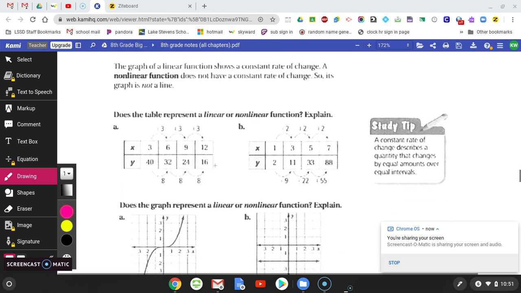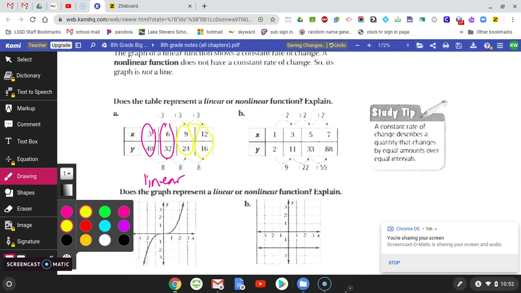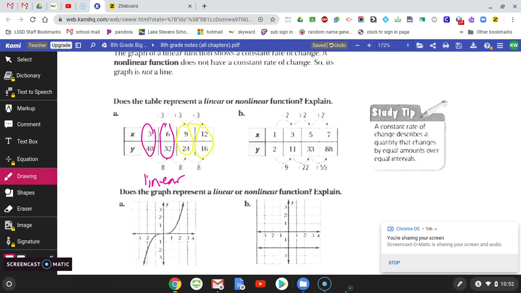So when we are looking at tables to determine whether they are linear or nonlinear, we're looking to see if there's a constant rate of change. So on this one, my x's are going up by 3 each time, so plus 3, plus 3, plus 3. My y's are going down by 8, minus 8, minus 8, minus 8. Because there's a constant rate for my x's and a constant rate for my y's, I know it is going to be linear. In other words, if I were to find the slope between these 2 points, it's the exact same thing as if I were to find the slope between these 2 points. The slope is constant, meaning it is going to be a straight line.